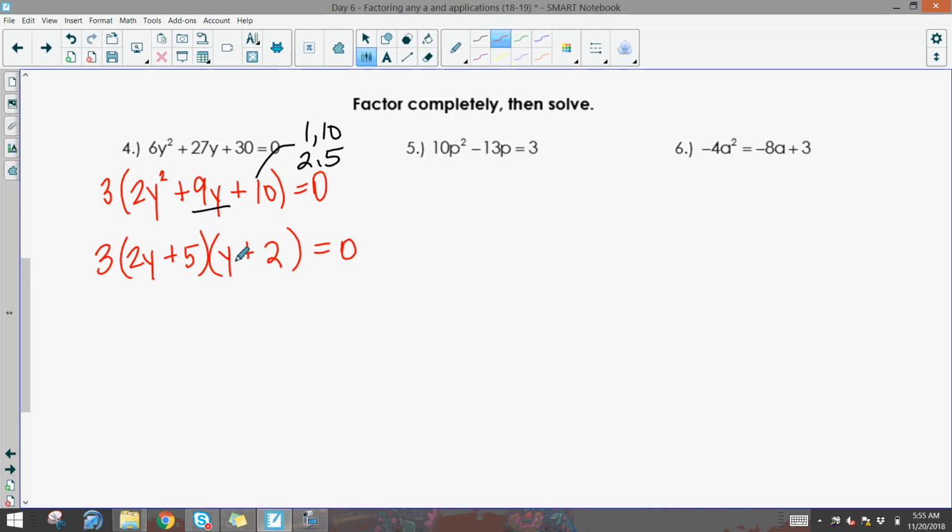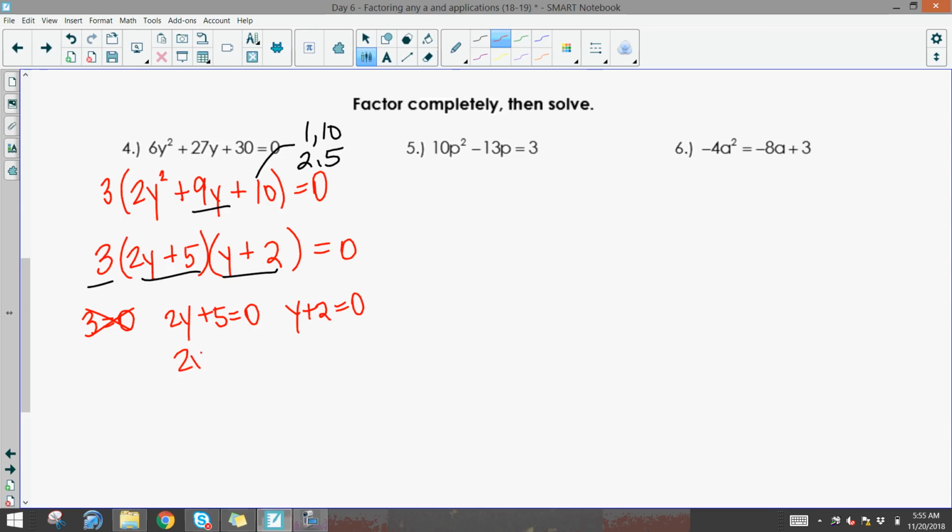So we have 2y times y is 2y squared. 4y plus 5y is 9y, and 5 times 2 is 10. So then remember, all 3 of these could be possibilities for 0. If your GCF is a variable, you don't want to forget it. That's why I always just check it. 3 equals 0. I know that's not going to get me anywhere, but I always want to mentally make sure I checked it. Then you have 2y plus 5 equals 0, and y plus 2 equals 0.